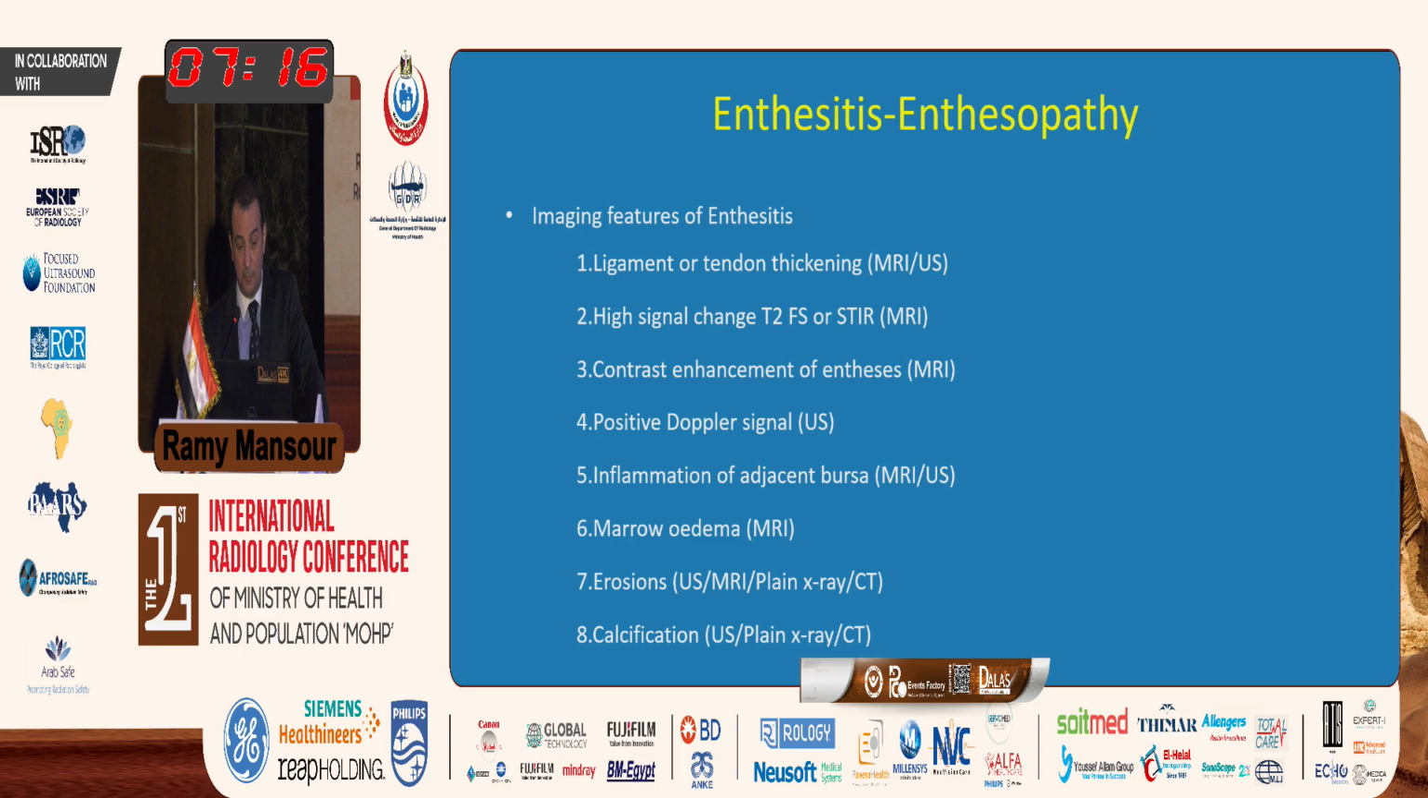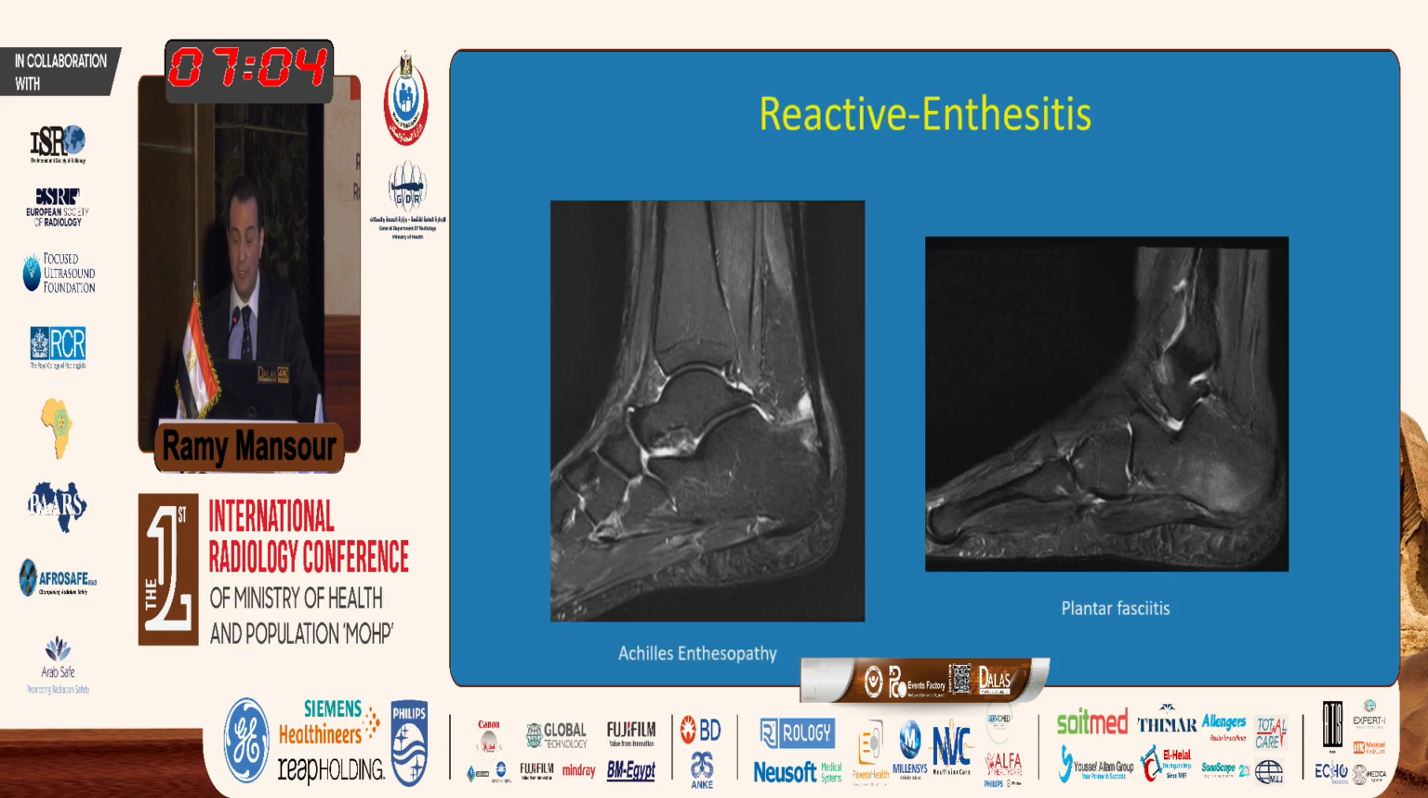So imaging to detect enthesopathy, you can see we can use MRI or ultrasound for different types of changes. Let's go through some examples. The typical place for peripheral active enthesopathy is the insertion of the Achilles tendon into the bone. And you can see here the changes in the Achilles tendon.